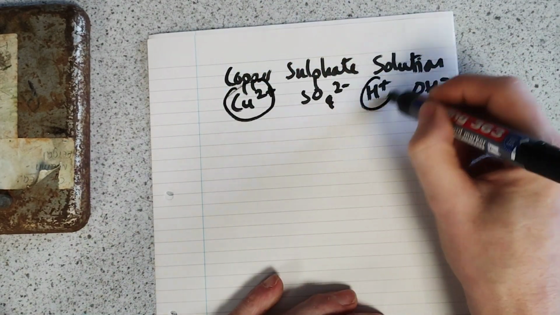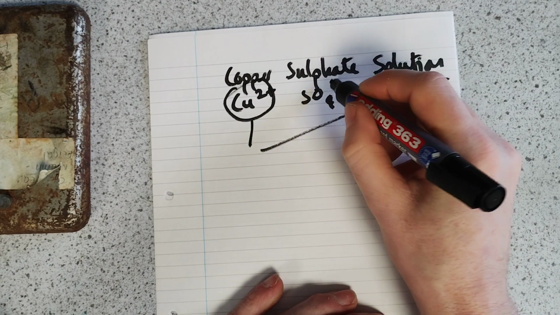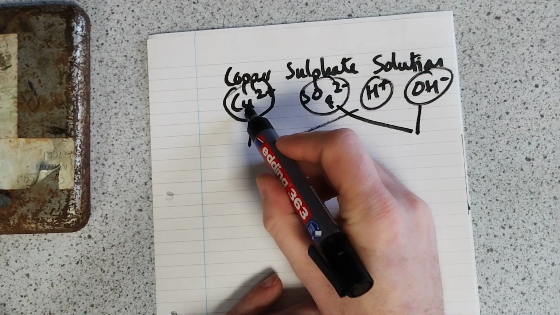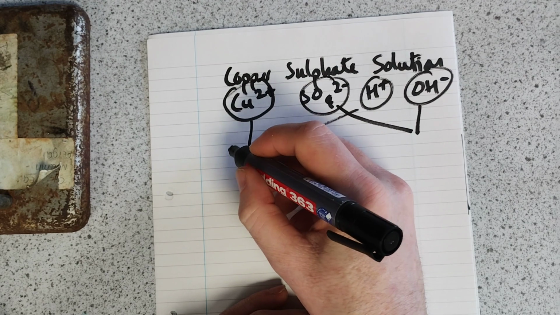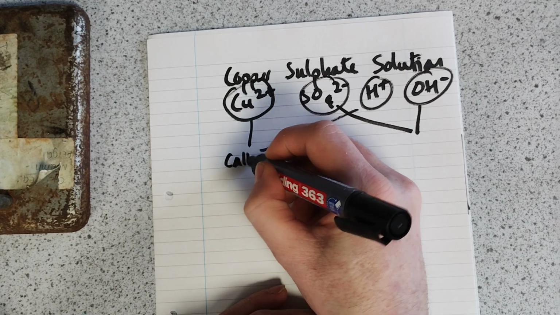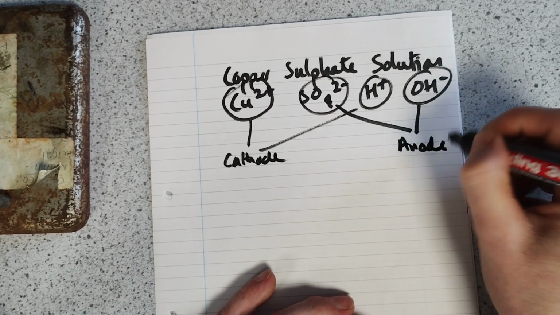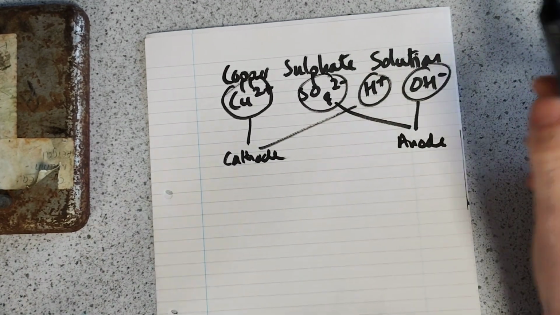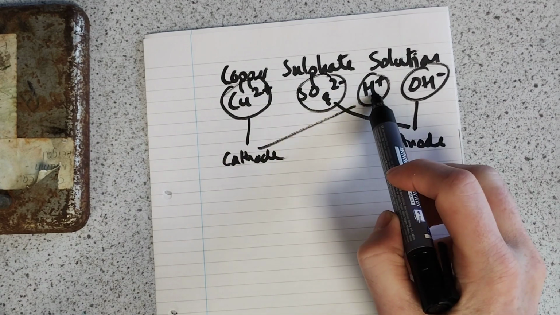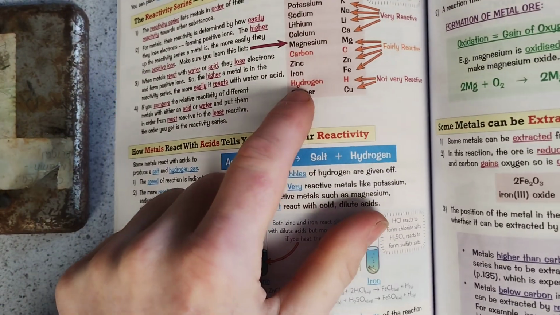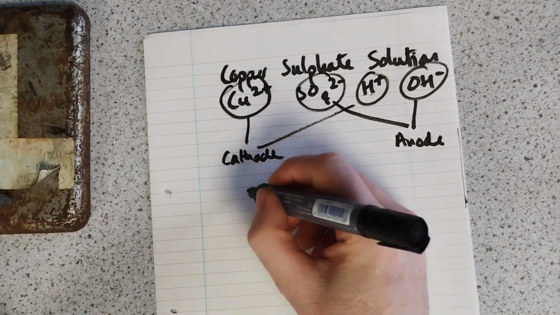I'm going to circle my positive ions and bring them over that way. I'm going to circle my negative ions and bring them over that way. The positive ions will go to the negative, so they'll go to the cathode. The negative ions will go to the anode. This is all worth marks in GCSE. First question, will I form copper or hydrogen? Have a little look. Reactivity series, copper is below hydrogen, so I'm going to form copper. Cool, I'm going to form copper.